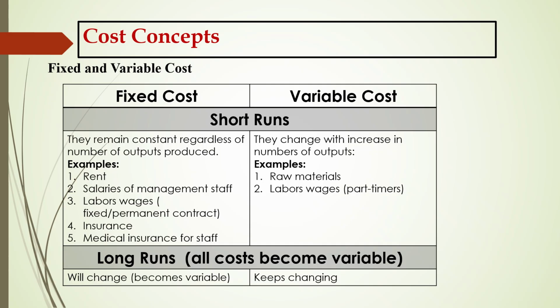Fixed cost remains the same, it does not change with the change in output. Always try to understand the concept with the name. The name itself says fixed. Fixed means it will remain the same, it will not change. Whereas variable cost is the cost which changes with the increase in number of outputs. Variable cost is taken from the word vary. Vary means it will change. So you can remember variable means it will vary with the change in output. Examples of variable cost are raw materials and part-timer labor charges.